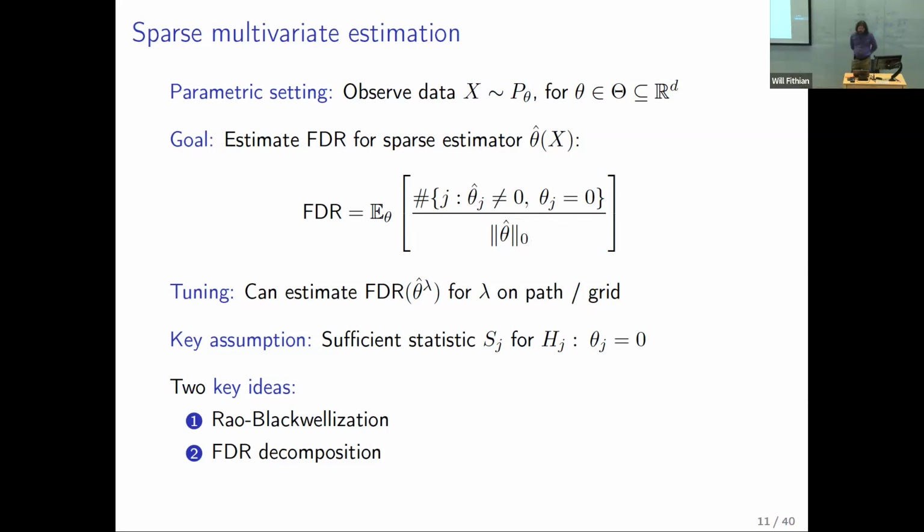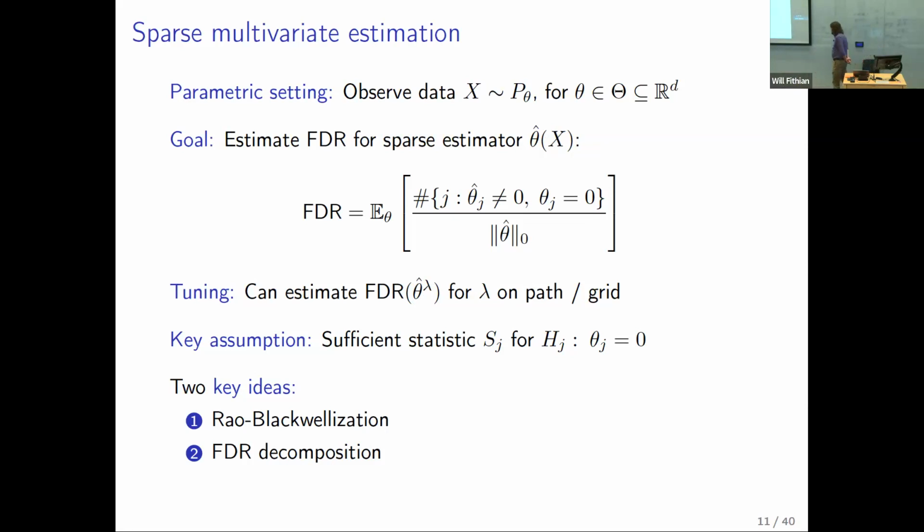Okay, so now we might have a particular estimator theta hat in mind, or we might have a path of estimators theta hat lambda according to some tuning parameter, and then maybe we want to estimate the false discovery rate for each. That boils down to doing the same procedure for each one.